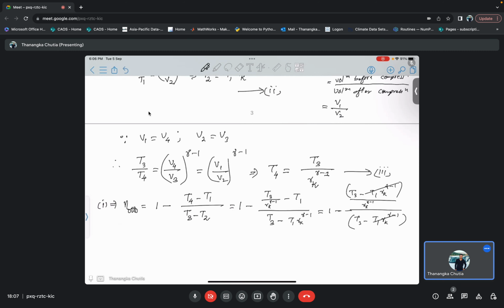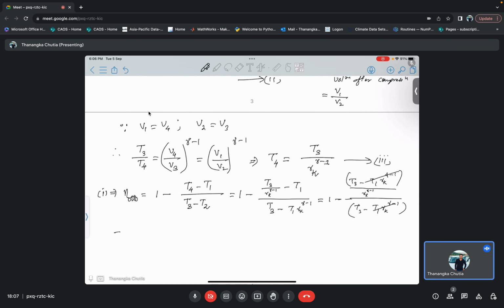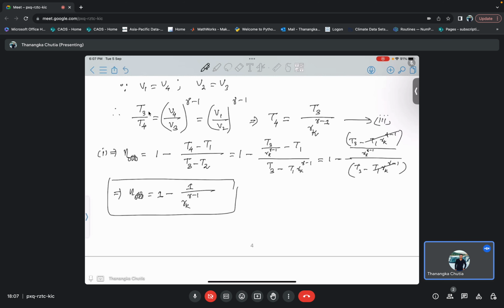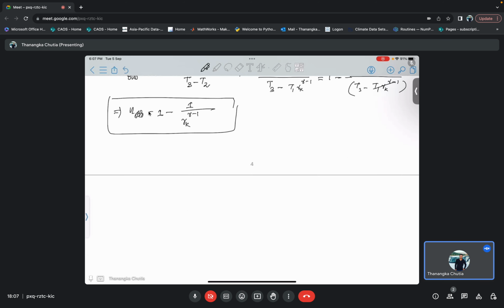Okay, so these two will cancel out each other, so finally what I get is eta Otto is equal to 1 minus 1 by Rk to the power gamma minus 1. If we know the compression ratio, then we can calculate the efficiency of an Otto cycle. Now, from the given data, can we calculate the compression ratio? That is our main task.